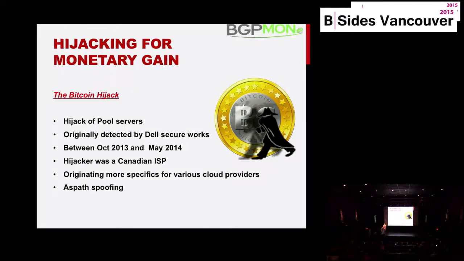I am by far not a Bitcoin expert, but I think in the simplest form what happens is when a Bitcoin miner comes up, it basically joins a Bitcoin pool. Bitcoin pool has a pool server and basically gives out assignments and gives you the credits for it. So this attack was officially initially detected by Dell SecureWorks, and it's something that happened between October 2013 and May 2014.